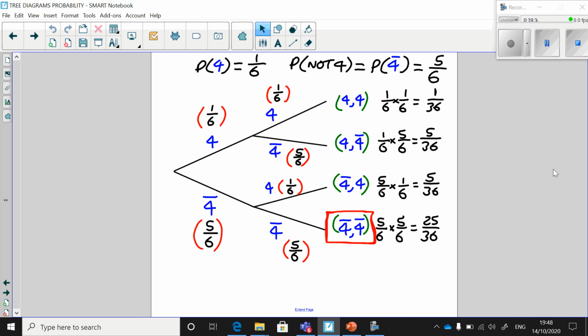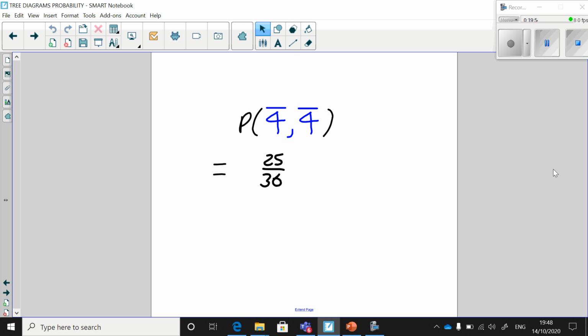So there's your no 4s. So there's only one option there. Not a 4 followed by not a 4 is 25 over 36. And that's the answer.